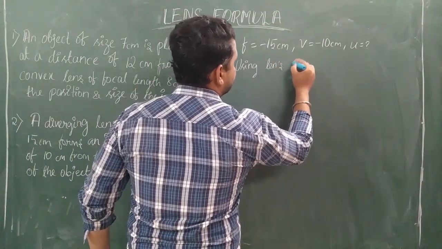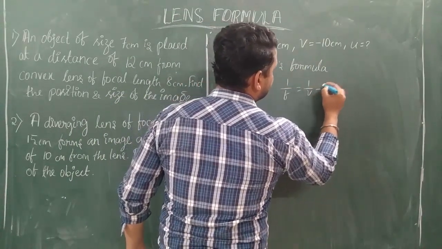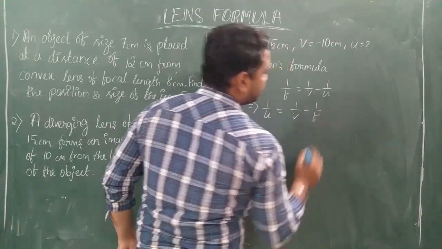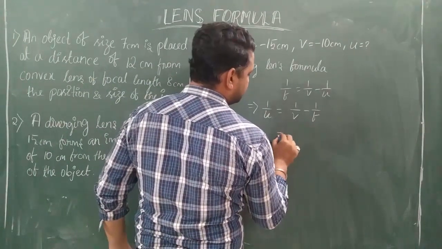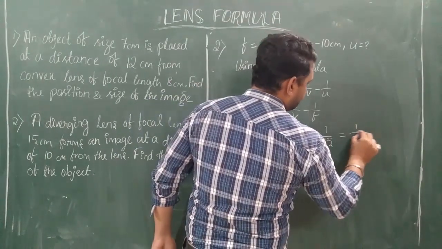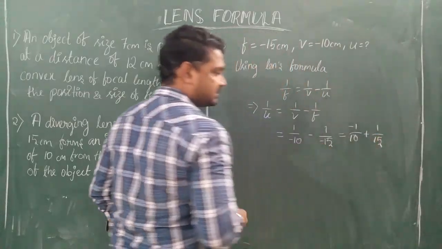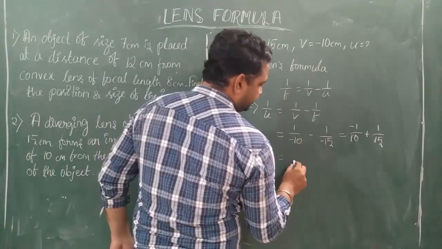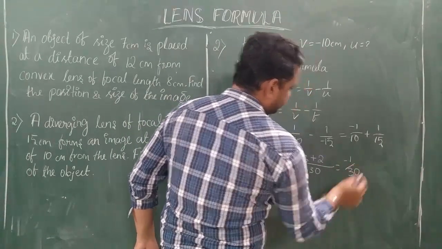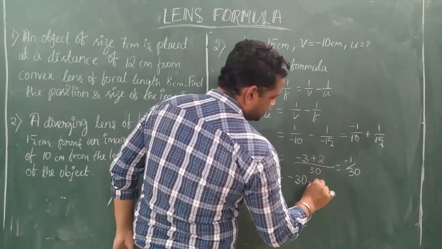Just use the lens formula: 1 by f equals 1 by v minus 1 by u. You have to find u, so we can write 1 by u is equal to 1 by v minus 1 by f. Right? Now let's put the values. 1 by minus 10 minus 1 by minus 15. So that gives us minus 1 by 10 plus 1 by 15, minus of minus is plus 1 by 15. Taking LCM, we have 30, minus 3 plus 2. So minus 1 by 30. So this is 1 by u, or u is equal to minus 30 centimeters.